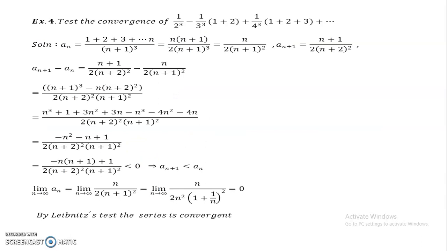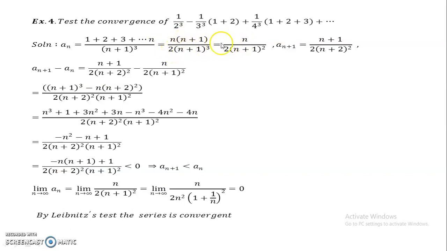And another example: test the convergence of this series, 1 by 2 cube minus 1 by 3 cube, etc., with 1 plus 2, 1 plus 2 plus 3 in the terms. You can see that the series is increasing in nature in its power there. The only thing is 2, 3, 4, that means n plus 1 to the power cube, and this power is the same throughout. And we also have 1 plus 2 plus 3 plus up to n. If you write it in terms of n, that is n into n plus 1 by 2.